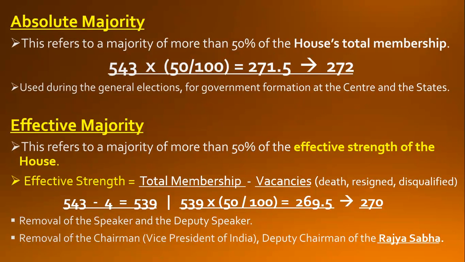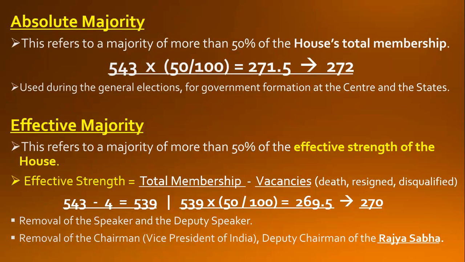So in all, there were 4 vacancies. So now the effective strength will be 543 minus 4 equal to 539. So what is the effective strength of the house now? 539. Okay, these are just hypothetical numbers, not the real numbers.